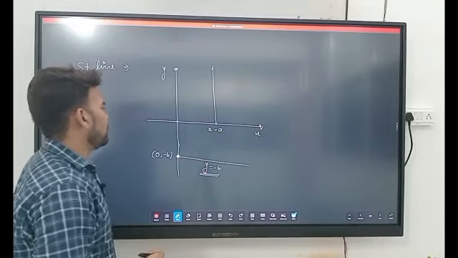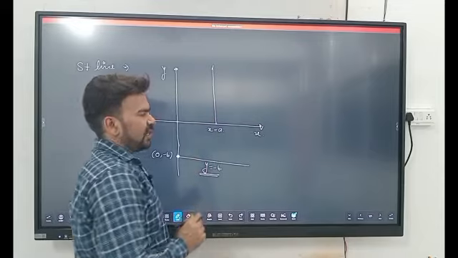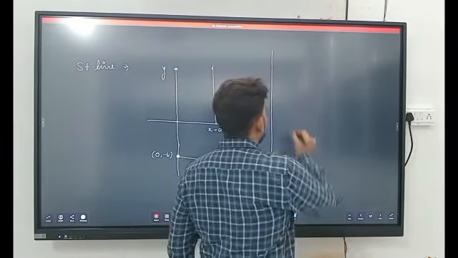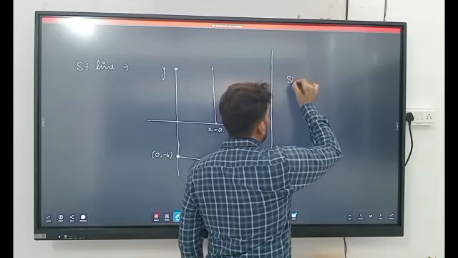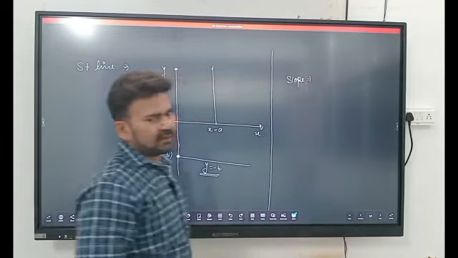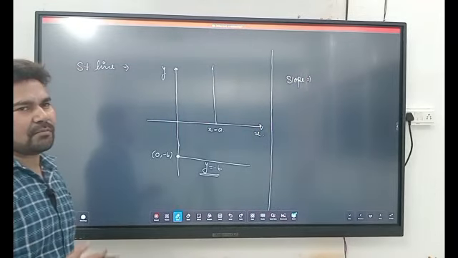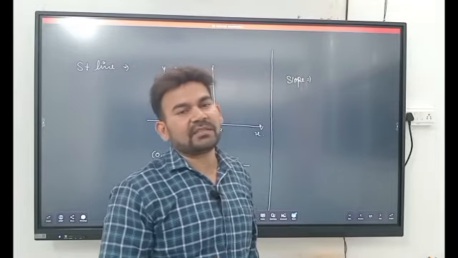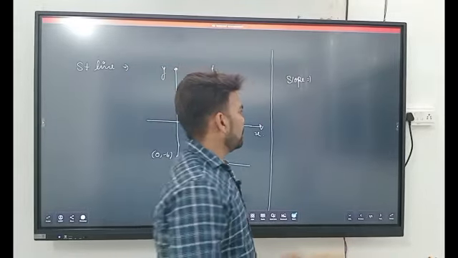Once again, I am telling you about the slope of this line. Just listen to me very carefully. I am going to discuss the slope. What is the slope? Can you tell me about it? Slope is nothing but the angle made by any straight line from the positive x-axis. That is termed as slope.